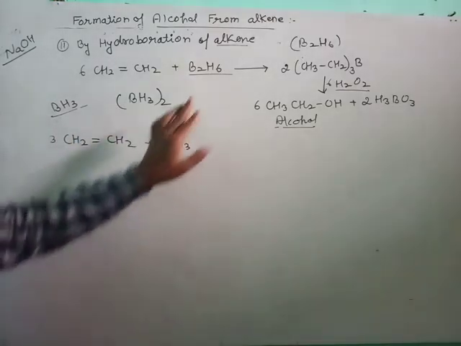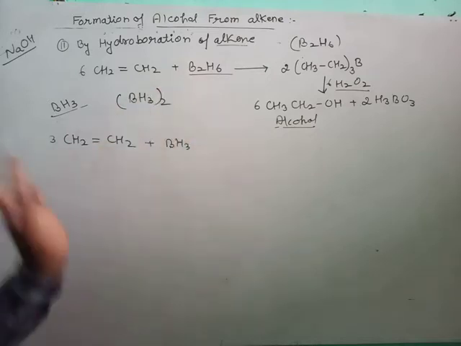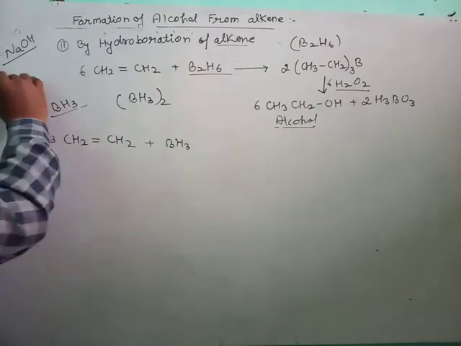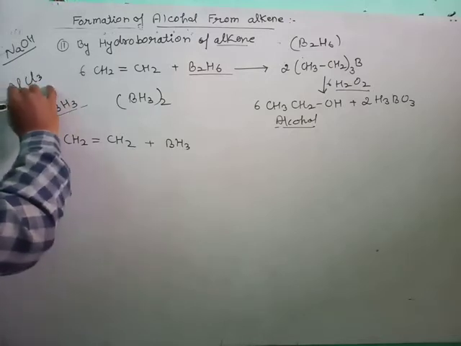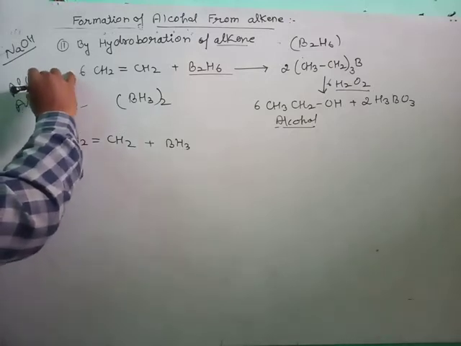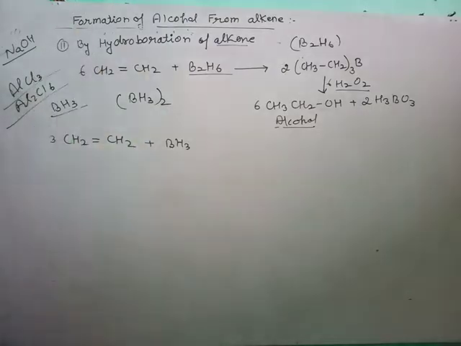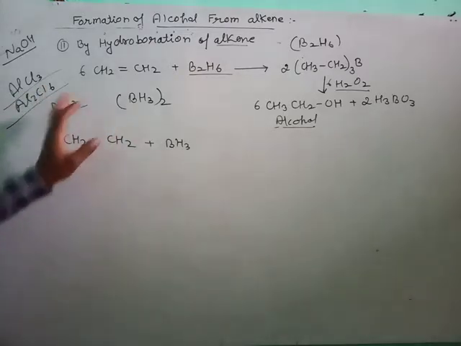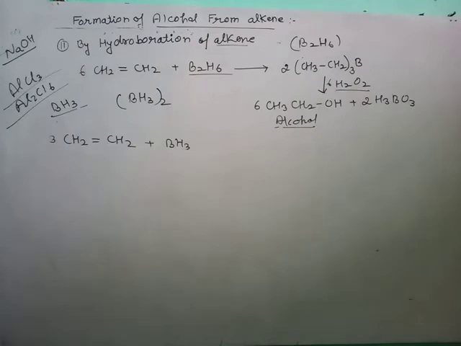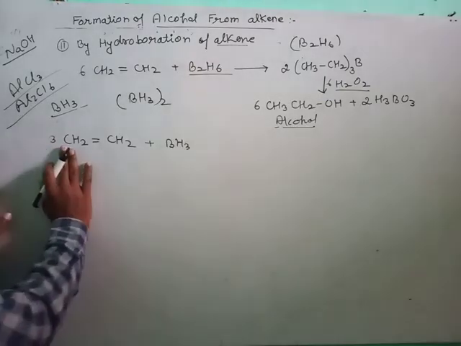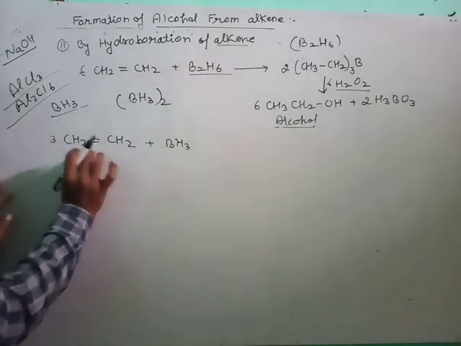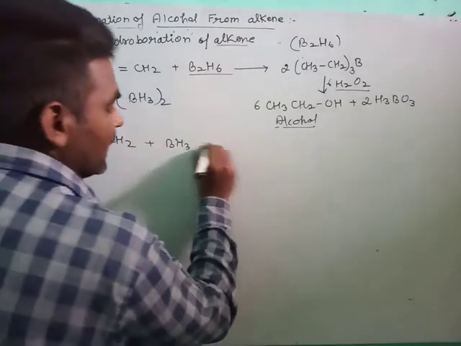You should not be confused about BH3 and B2H6; both are similar compounds. This is the simplest form, like AlCl3 and Al2Cl6, both are aluminum chloride: this is the simplest form, and this is the complex form which contains bridge bonds. So BH3 and B2H6 both are similar compounds that represent the boron hydride, diborane. So here 3 molecules of alkene CH2 double bond CH2 plus BH3 react together.